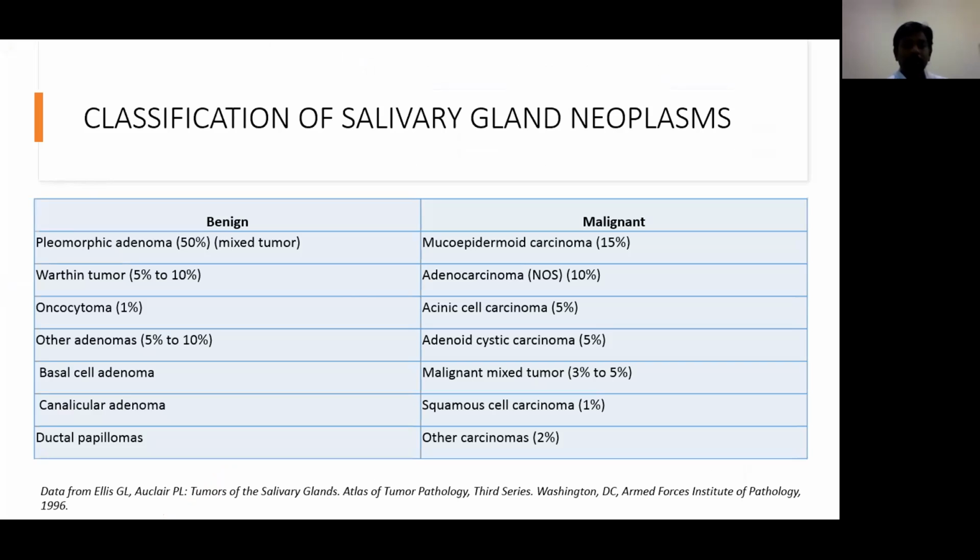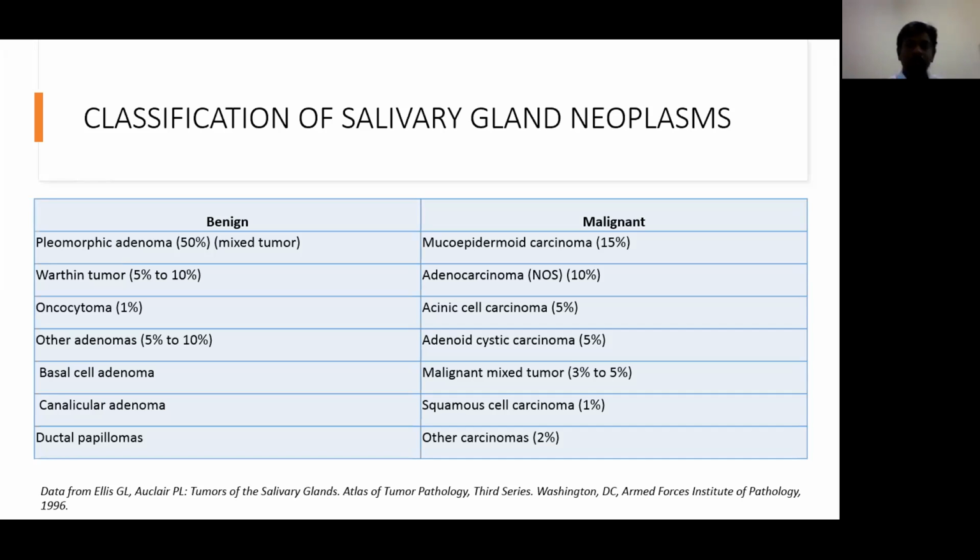Okay. So basically, this is the thing you need to know. This is just a compressed classification of salivary gland neoplasms. If you really see the real classification of the salivary gland neoplasm, that's very extensive. It involves so many other subgroups, so many subtypes. But anyway, you just need to know this one.